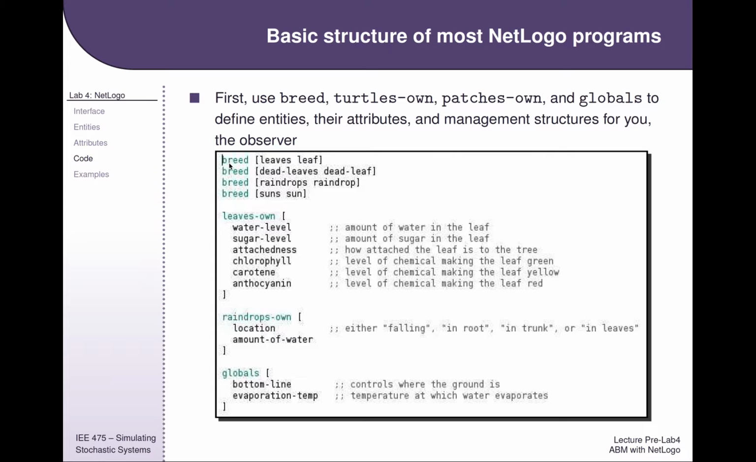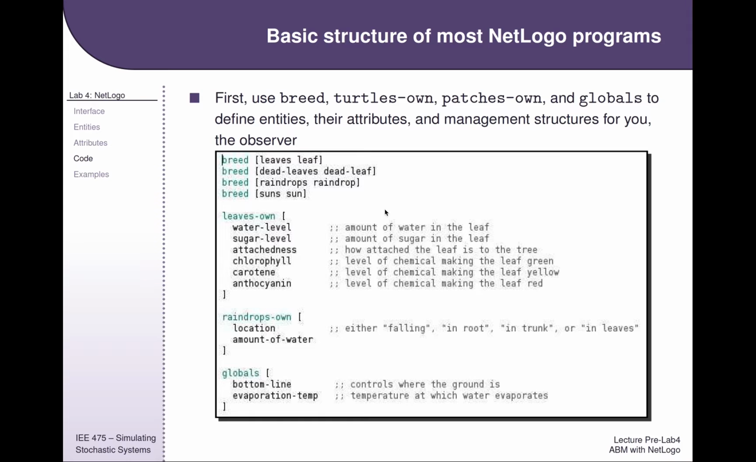Now in NetLogo, as I mentioned before, the way this breed works is because in the language, sometimes you refer to breeds in a plural context and sometimes in a singular. Then you need to tell NetLogo what a plural looks like, and this is just meant to be there to make things more readable. So that's why I have a breed called leaves, which in the singular context is a leaf. Similarly dead leaves, dead leaf, raindrops, raindrop, suns, and sun.